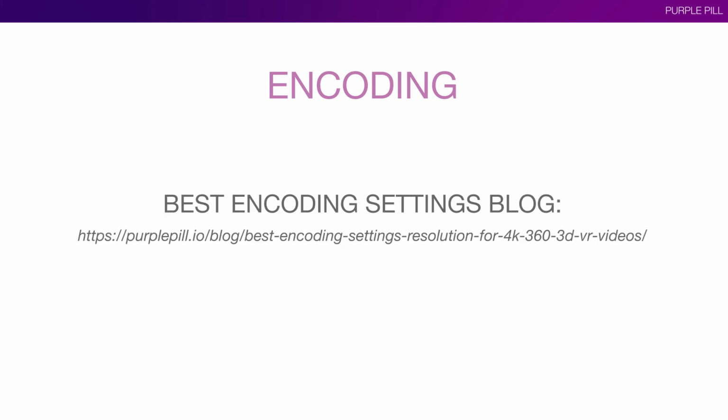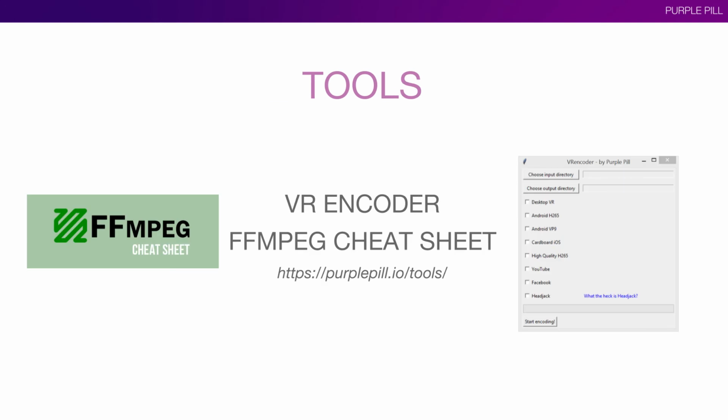If you're not sure about which encoding setting you should use, I can really recommend you reading our blog, which describes the best encoding settings for VR video in detail. Also, we have a tool called the VR encoder, which will make your life a whole lot easier. You just import your high quality master file and click the desired output. It will then automatically encode your files to the right format for playing it back on a platform that you'd like to use. If you're not fond of a tool like this, you can also encode manually using Ffmpeg. We have created a cheat sheet where you'll find all the commands that you need in order to encode your video in a manual way. Have fun with it. It's free of charge, and if you have feedback, please let us know.